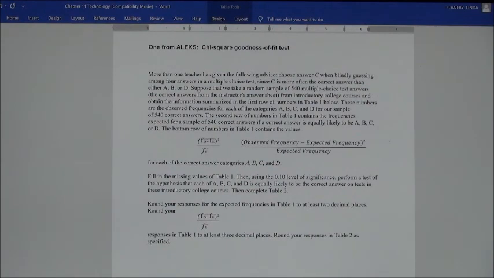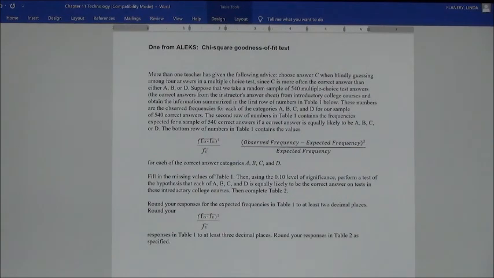Suppose that we take a random sample of 540 multiple choice test answers, the correct answers from the instructor's answer sheet, from introductory college courses, and obtain the information summarized in the first row of numbers in Table 1 below. The numbers are the observed frequency for each of the categories A, B, C, and D for our sample of 540 correct answers. The second row are the numbers in the table contain the frequencies of the expected for a sample of 540 correct answers if the correct answer is equally likely to be A, B, C, or D.